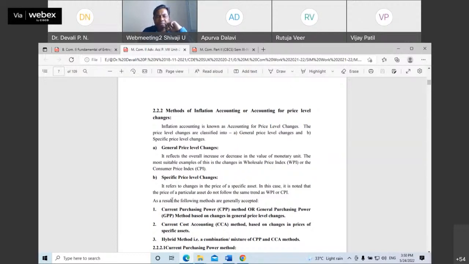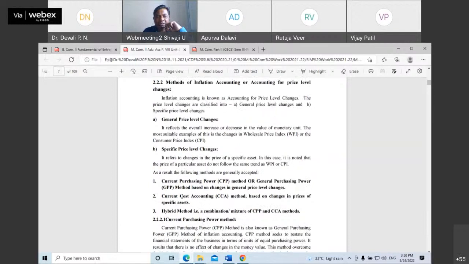Now, specific price level changes. What are the specific price level changes? This is nothing but the changes in the price of a specific asset, and that is why it is indicating a specific price level. It means we are going to consider only a specific asset, maybe furniture, maybe land. What is the value of the land? What is the current price of the land?